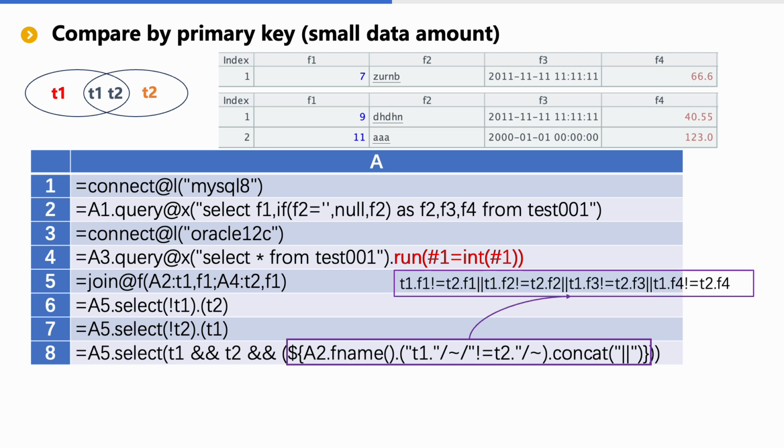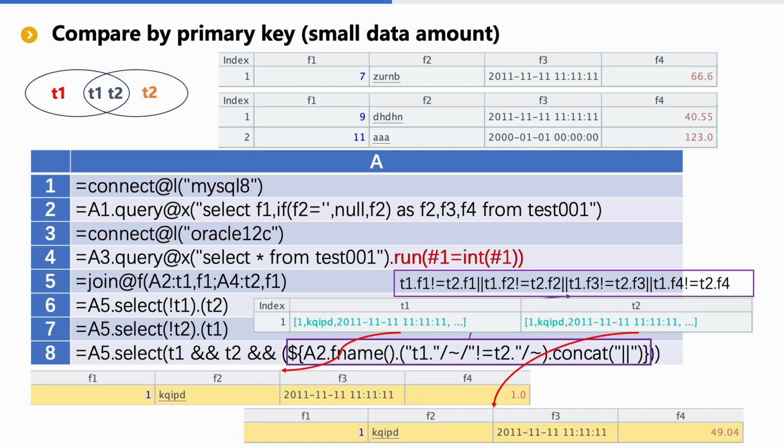In the third scenario, in order to find records with any different field, A8 uses macros to concatenate expressions, and the resulting expression looks like this. By executing A8, the records can be obtained that the primary keys of T1 and T2 are equal, but there are differences in other fields. When dealing with small amounts of data, the results will not be very large and can be viewed directly without the need to export to a file.